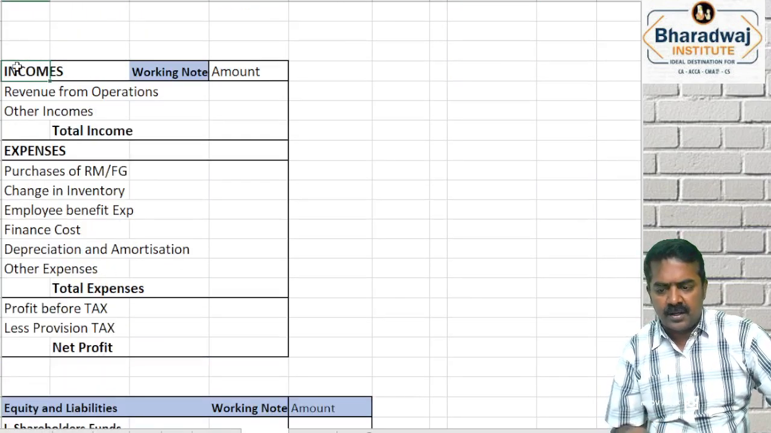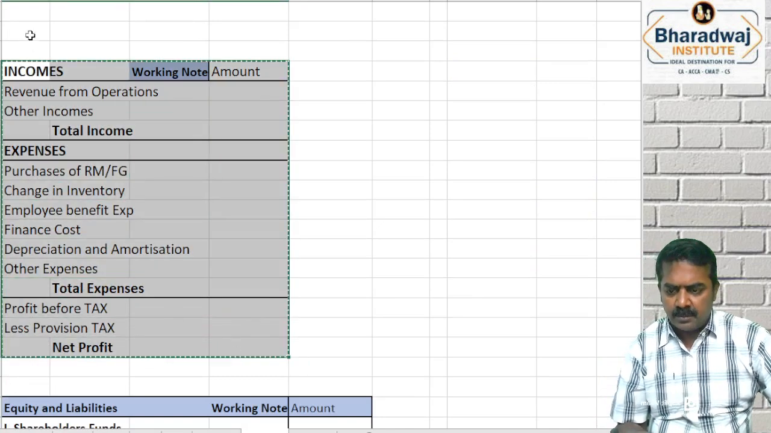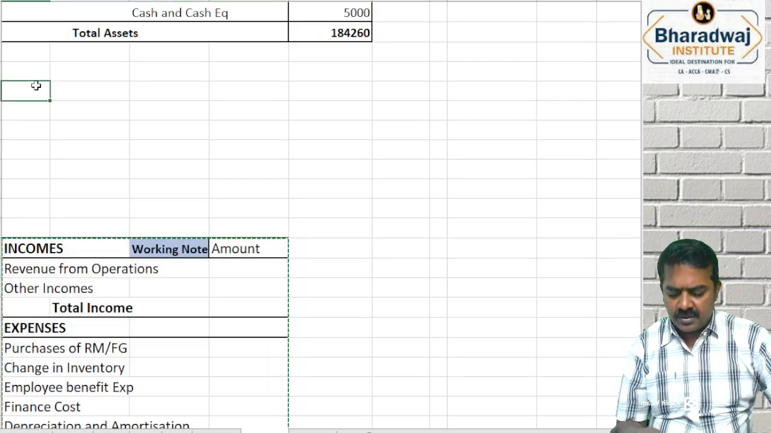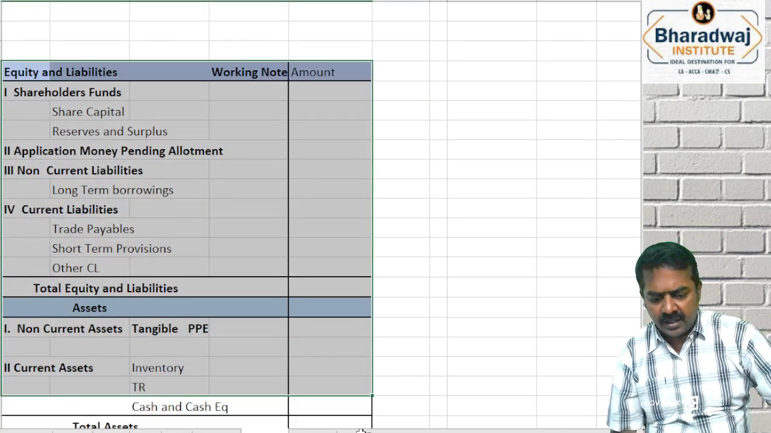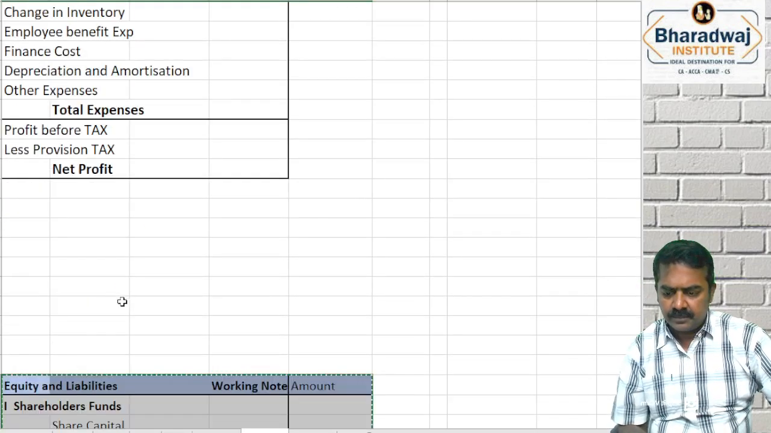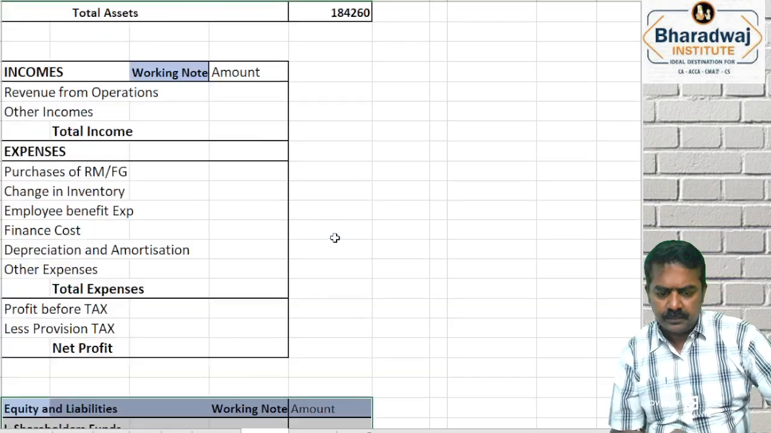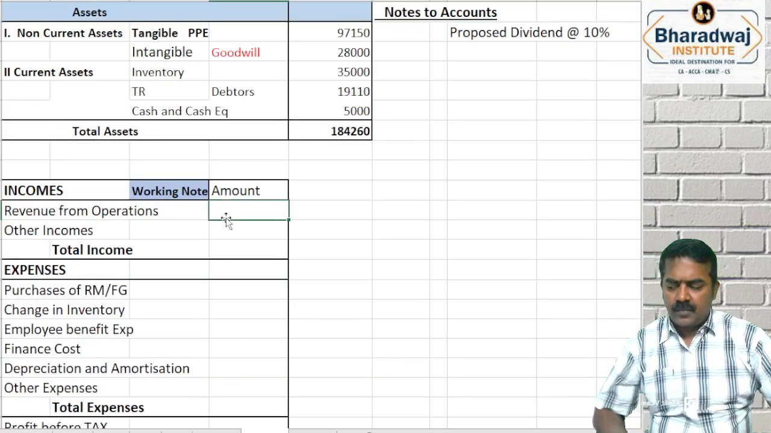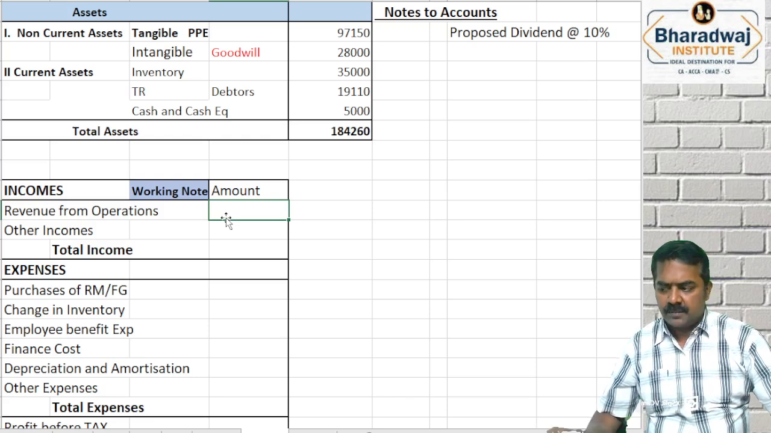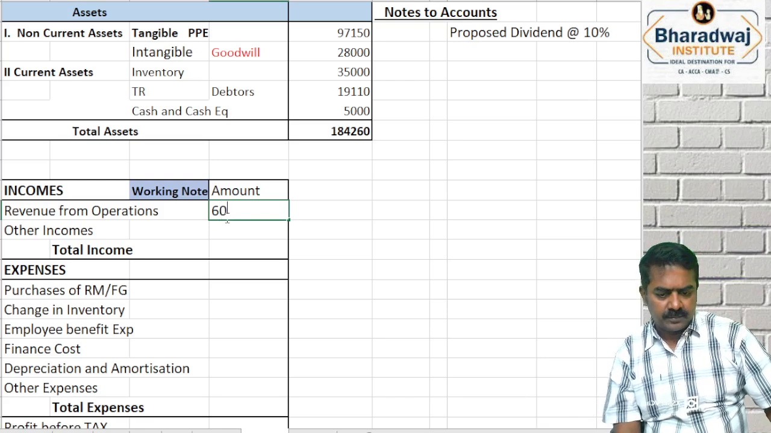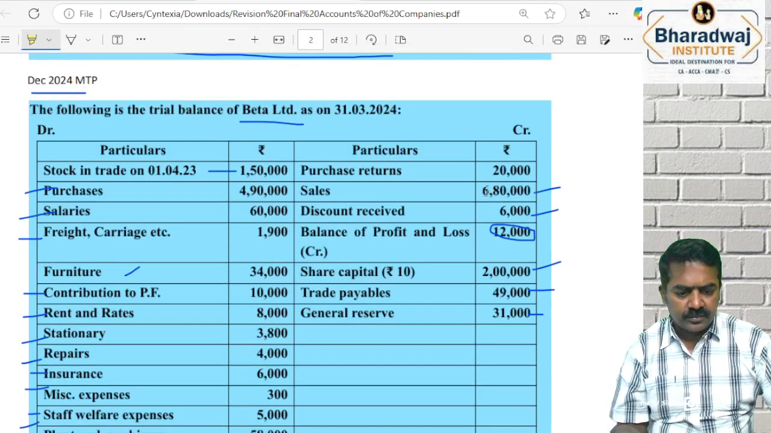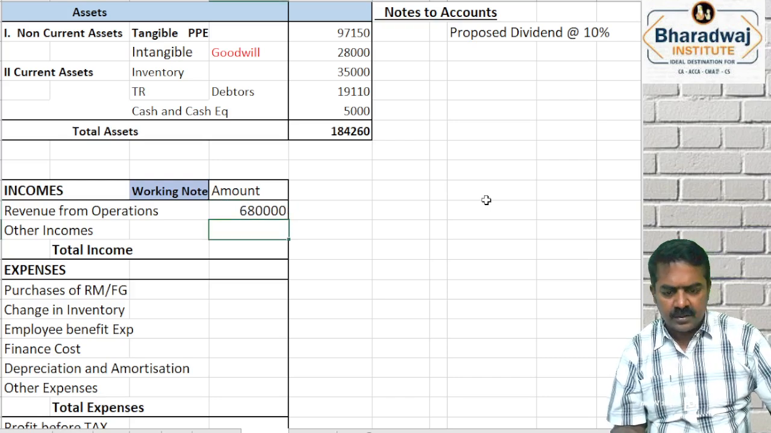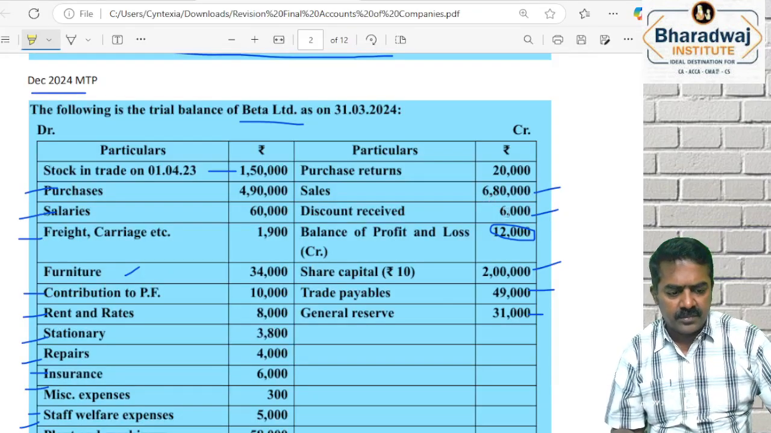You must write a proper title. Profit and loss account of this particular company for the year ended 31st March 2023 or 24, like that. You must write proper title, then start answering. What will come under revenue from operations? Sales. What is the sales? 6 lakhs 80,000. Other income. This discount receipt will come.